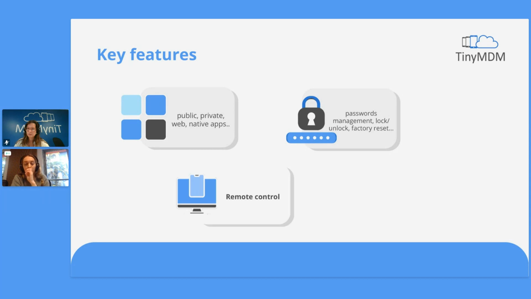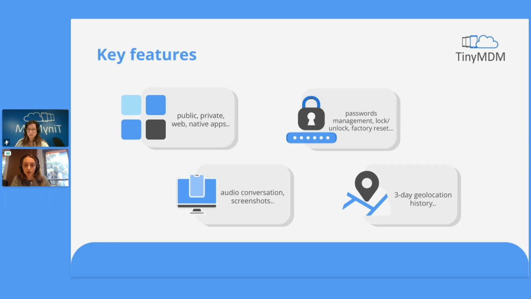The third one is remote control. With remote control, you can see remotely what's happening on the device from the administration console. So you can do a remote control session, see the device, interact with the device, and talk with the person in front of the device. Even if it's remotely, you can talk with the person and help the person remotely.